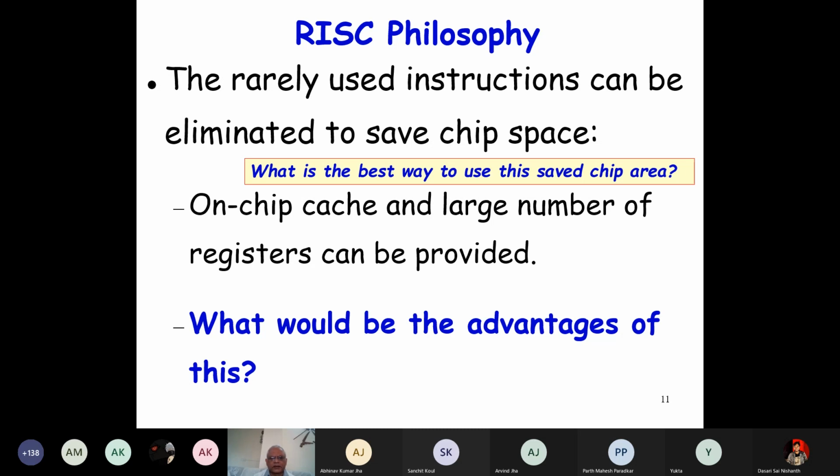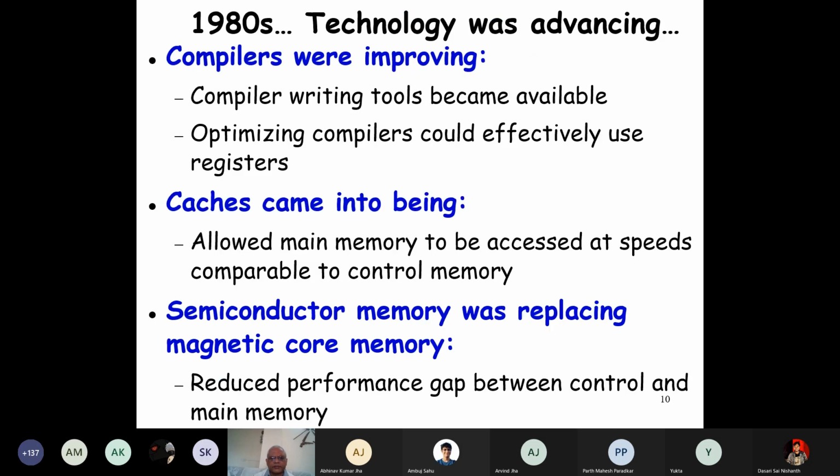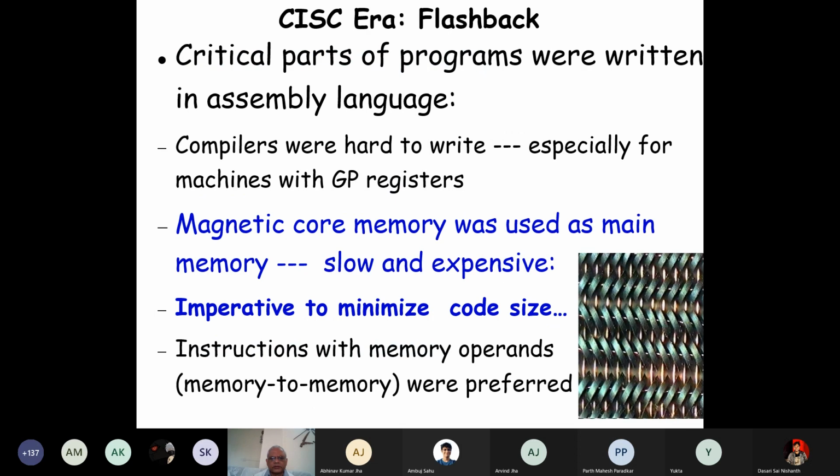Sir, when we say magnetic memory, are we referring to the magnetic tape storage or some primitive technology? No. See, I showed that picture. It is called a core memory. So tape is an external storage. Okay. Let me just go to that picture. So this was the main memory, this kind of thing. I have just shown a small part of it.